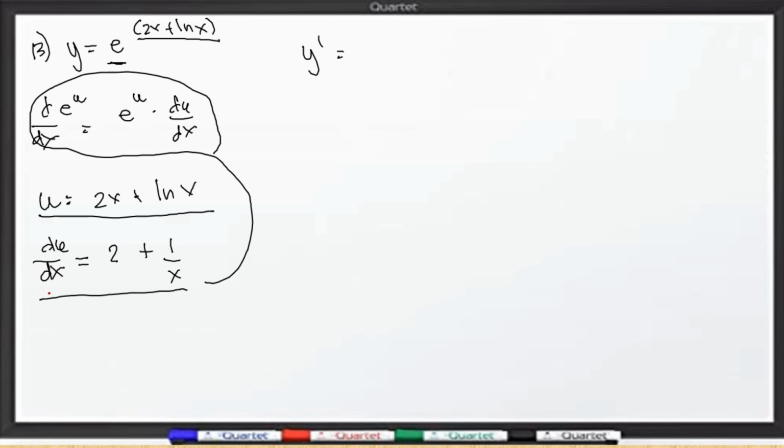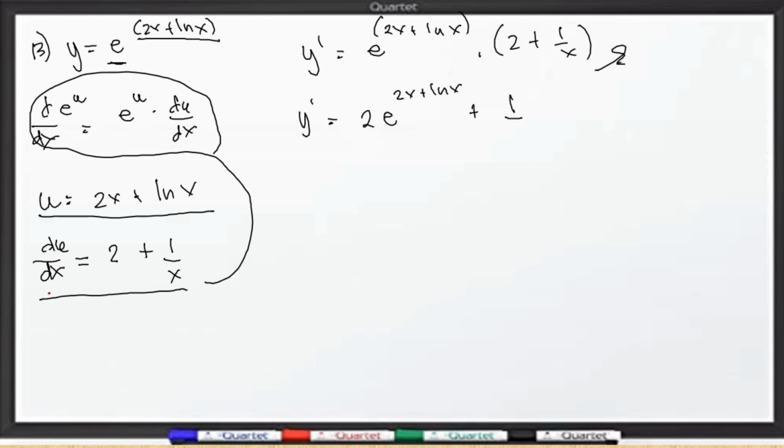Y prime will be equal to e to the u, which is e to the 2x plus ln of x, times du dx. What is our du dx? That will be 2 plus 1 over x. Pwede mo raw i-distribute yan para ma-simplify, or pwede na rin naman dito, pero distribute po natin. That will be 2e to the 2x plus ln of x plus 1 over x e to the 2x plus ln of x. So, yan na po yung ating simplification.